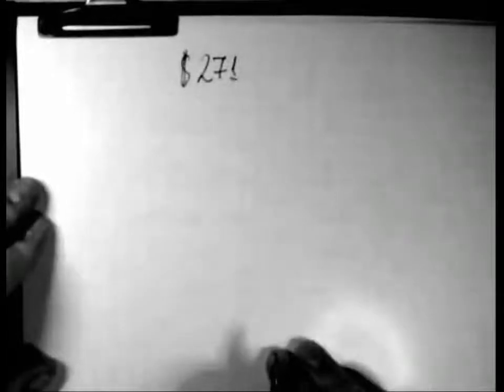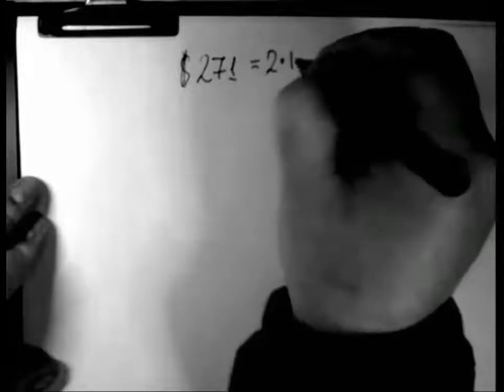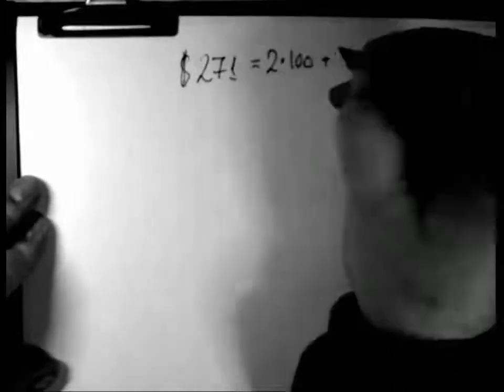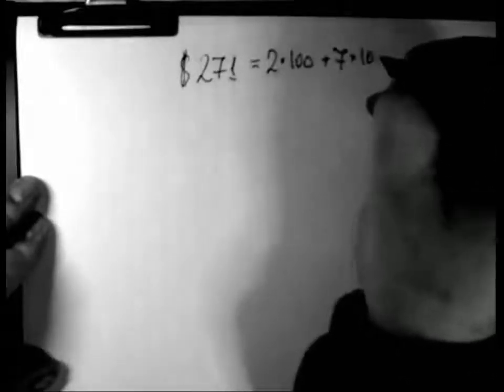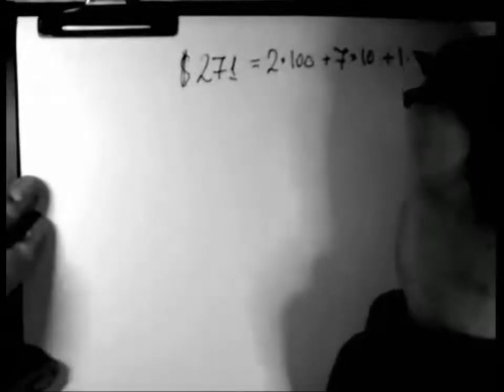Now, to understand how it works, we need to first understand the quantity that we have a habit to use in our arithmetic and mathematics. Let's say I have $271. What is this? It could be 2 multiplied by 100, so I have 2 hundred bills, plus 7 multiplied by tens, plus 1 multiplied by single.